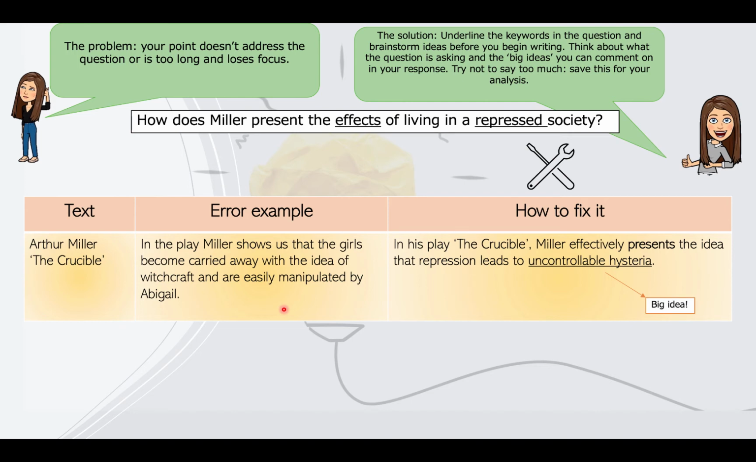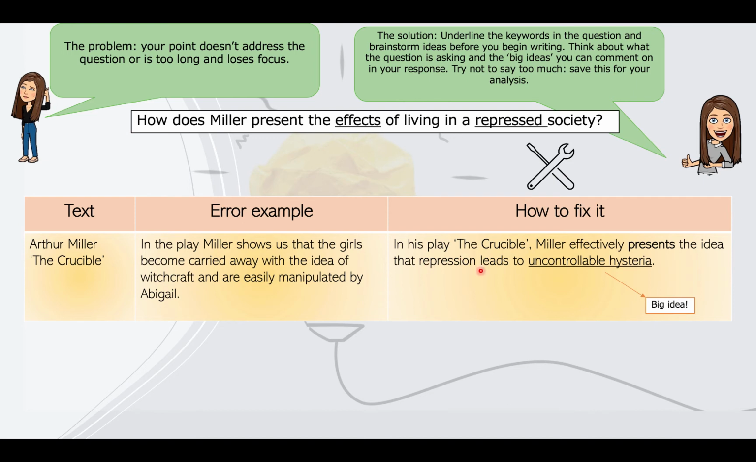So what are the effects of living in a repressed society? Definitely this idea of becoming carried away could be linked back to the question, but it isn't really clear yet. And also this idea of Abigail being powerful and Abigail having the ability to manipulate also could fit into this question, but it doesn't do that yet because it's not clear, and at the moment it does seem as if it's straying too far from what's been asked. So let's see how we can fix it.